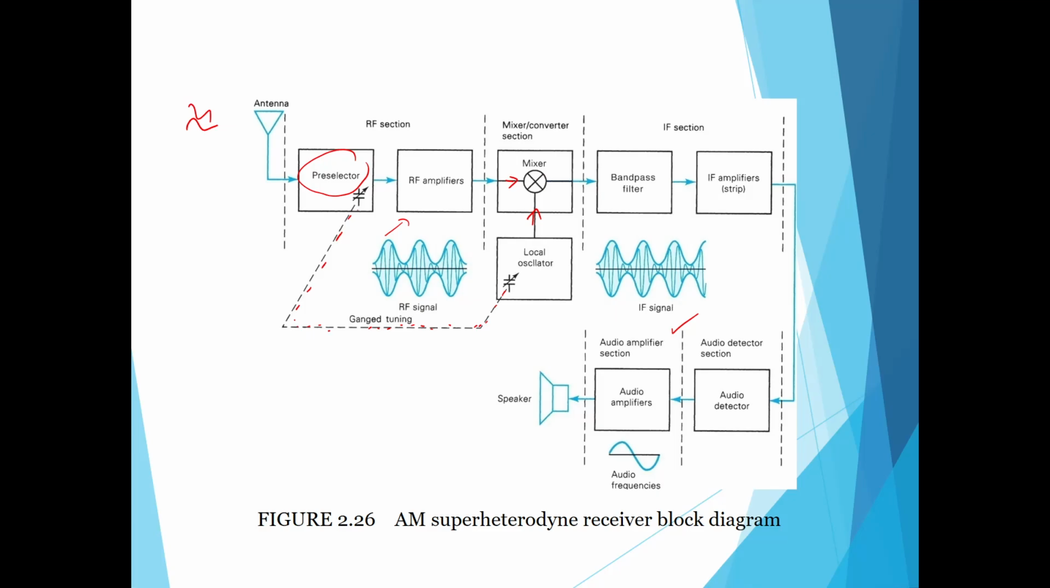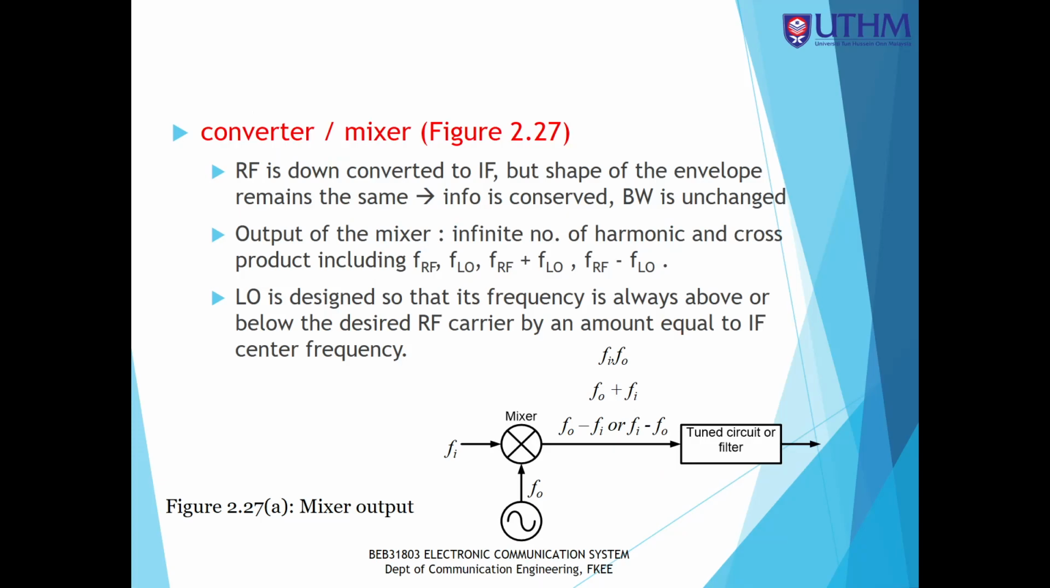Okay, and the explanation is here. The mixer converter will down convert the RF. What is RF? RF is the AM frequency band. It is converted into the intermediate frequency band, but the shape of the envelope remains the same. Information is conserved, and bandwidth is unchanged in this process.